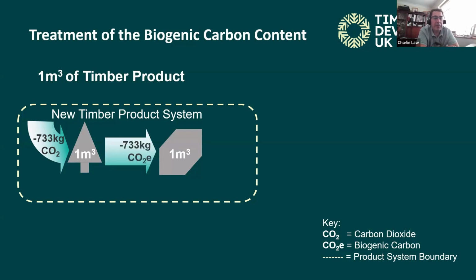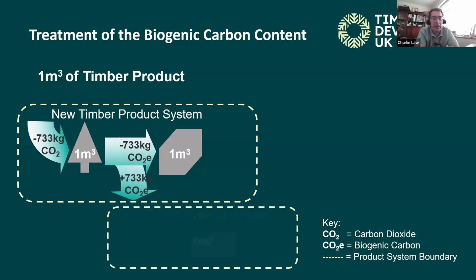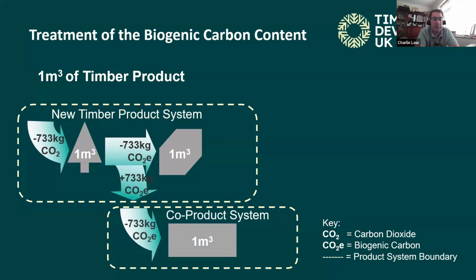When that's converted into a piece of timber, that 733 kilograms of CO2 still goes into the cubic meter. Obviously, we're going to have co-product and waste coming out of that, which may go into what we call a co-product system. So what we'd do there is that 733 would in effect be emitted from our timber product system, added back into our timber product system and then minused out again for the co-product system, say a chipboard panel product, so they can then take account of that 733 kilograms of CO2.